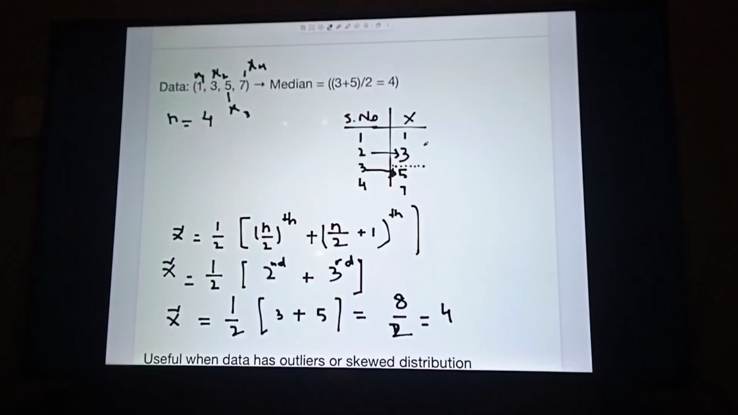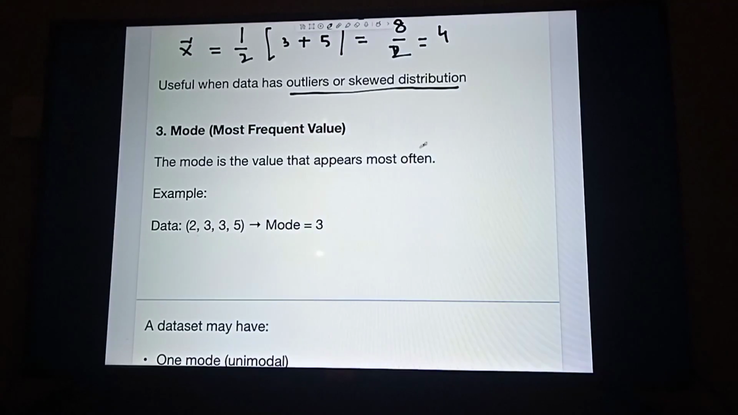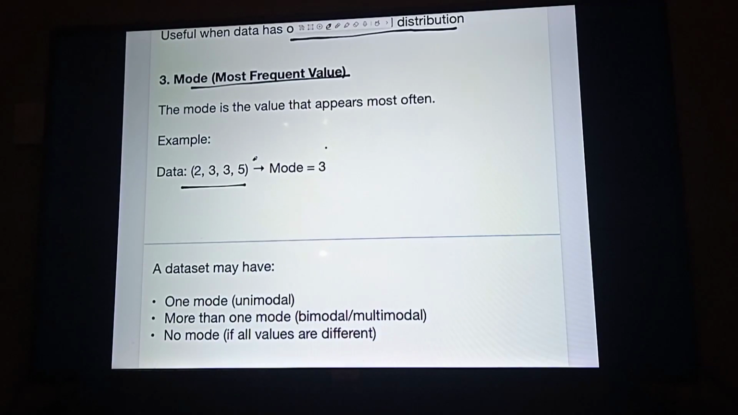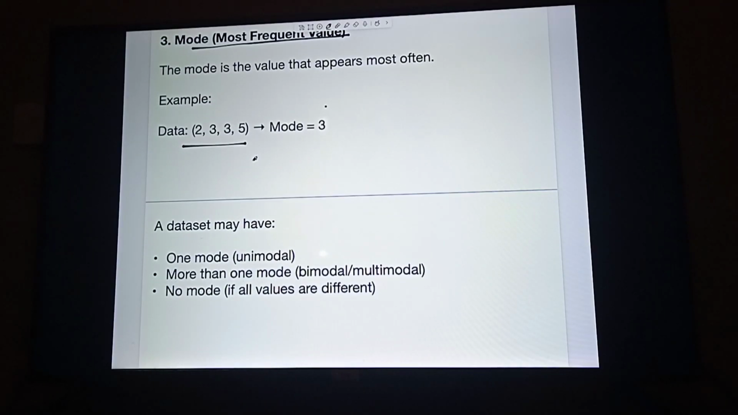but arithmetic mean is not useful in case of outliers. The third measure of central tendency is the mode. Mode is defined as the most frequent value. That is, mode is the value that appears most often. Here is an example data set. In this data set there are 4 observations and the mode is 3. Why? Because 3 appeared most often, or occurred the maximum number of times in this data set. So the mode is 3 in this case.